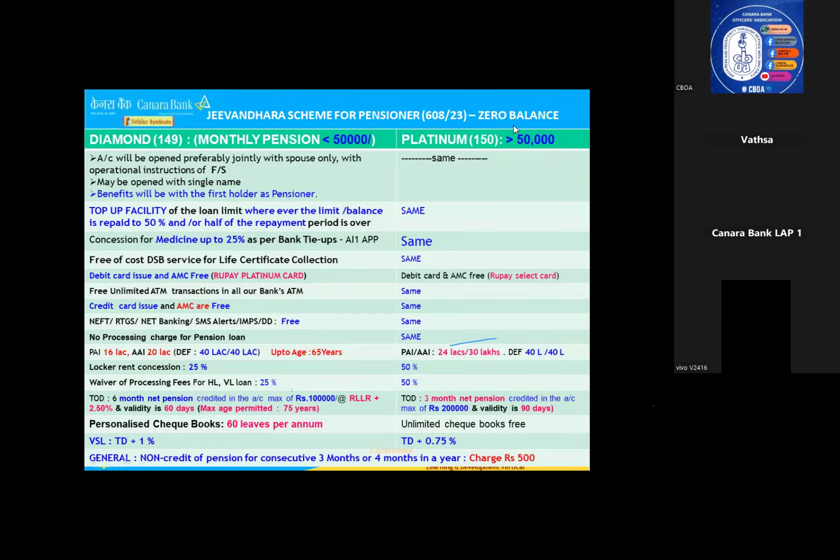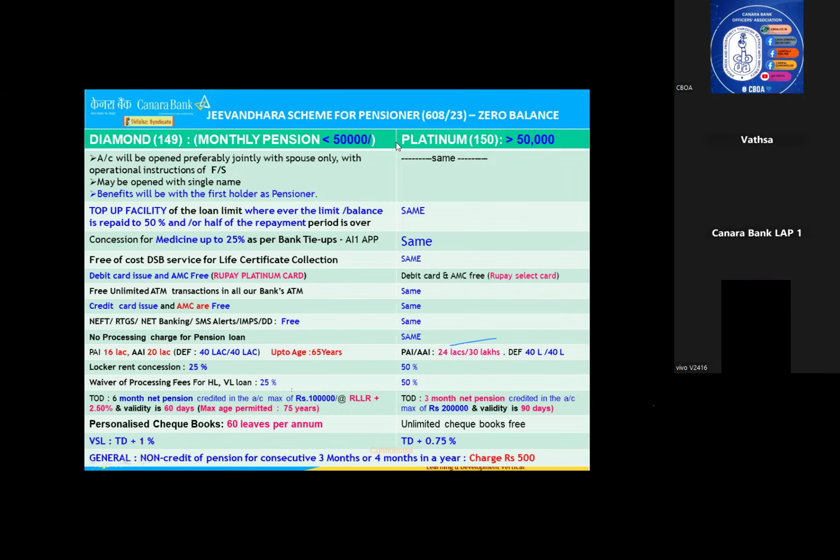Then Jeevandhara account, again 2 categories. This is opened only for senior citizens. There is another 110 product that we'll be discussing next. This is monthly pension. Based on the monthly pension, there are 2 categories. If it is less than 50,000, we open it under the diamond category, and more than 50,000 is the platinum category. The amount is very important because that is how the category comes.